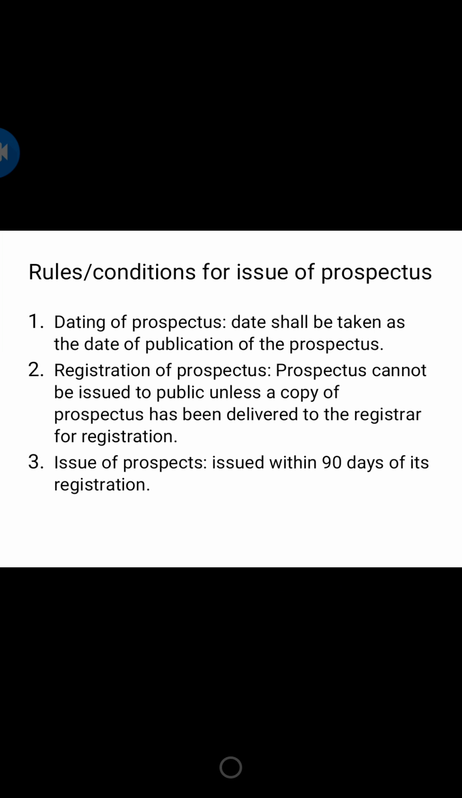There are some requirements for the issue of a prospectus, and in order for the prospectus to be considered valid, it must satisfy some legal requirements. Here we can discuss the obligations under SEBI, the issue of capital and disclosure requirements regulations.